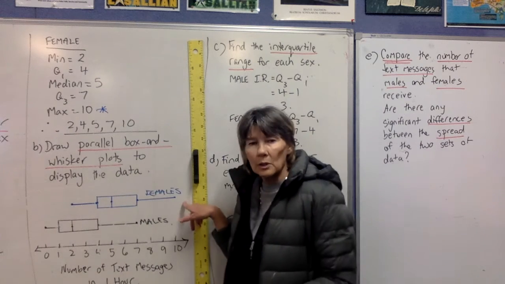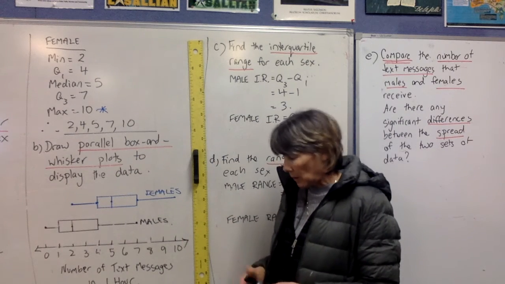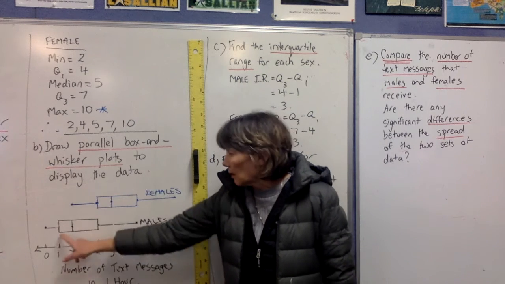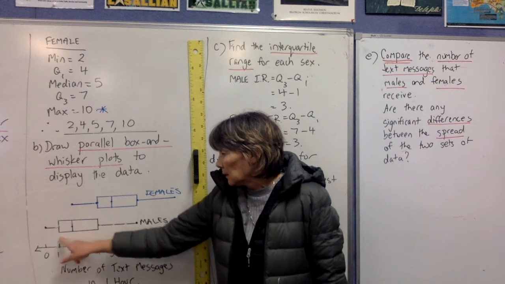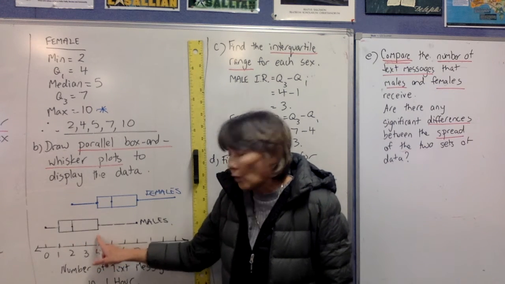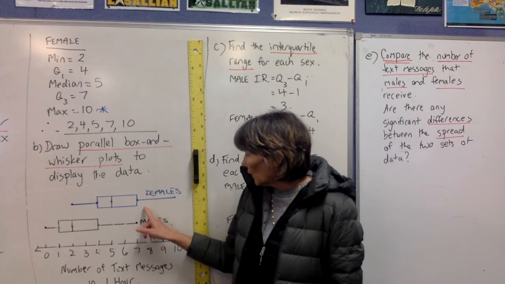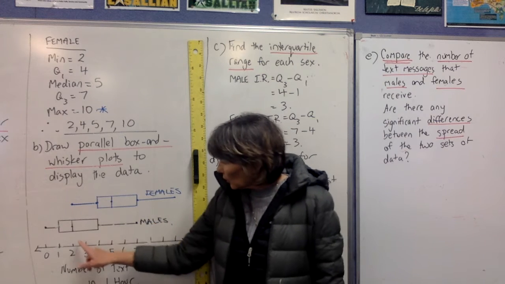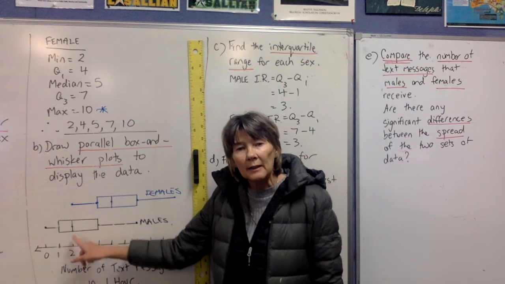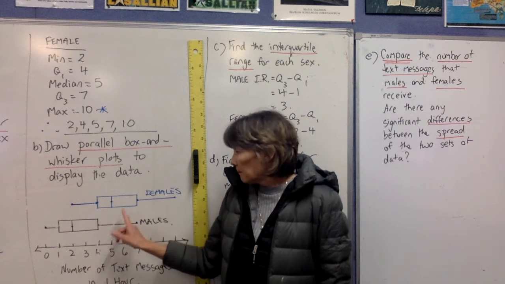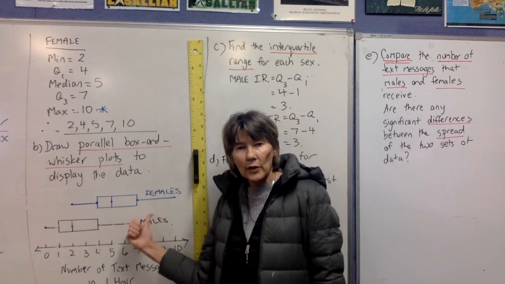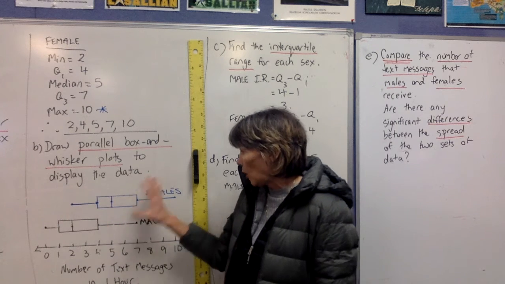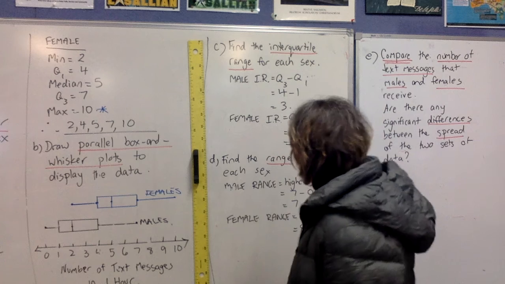Okay, so if you have a look at your box and whisker plot, this actually displays it really well. So if you have a look at the males, the main part of the box itself is down here, between about 1 and 4. And here, the females is between about 4 and 7. Also, if you look at the median, which is the line here, this one for the females is a lot further up here than the males is. Okay, so we can make some really big comments on the box plot. Okay, so this is what we're going to write.